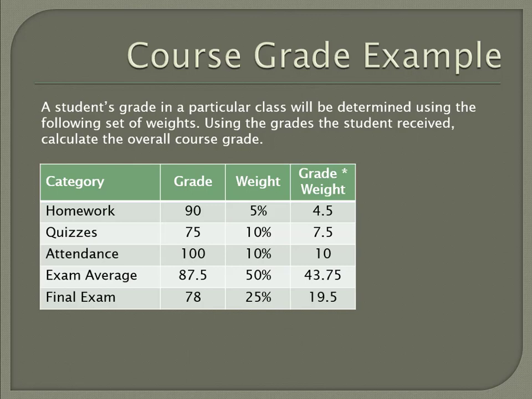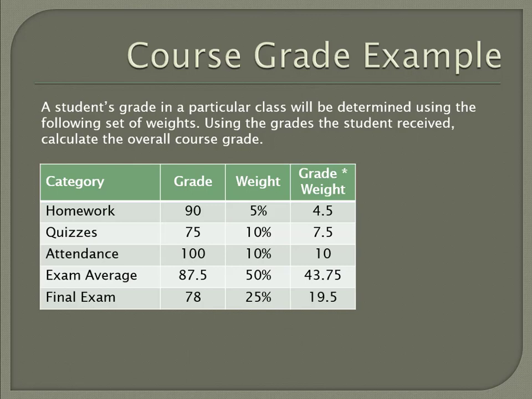Now, if we multiply each of those grades times their weight, for homework, 90 times 0.05 is 4.5. 75 times 10%, or 0.1, is 7.5. For attendance, 100 times 10% is 10. Exam average, 87.5 times 0.5, or 50%, is 43.75. And the final exam, 78 times 0.25, is 19.5.